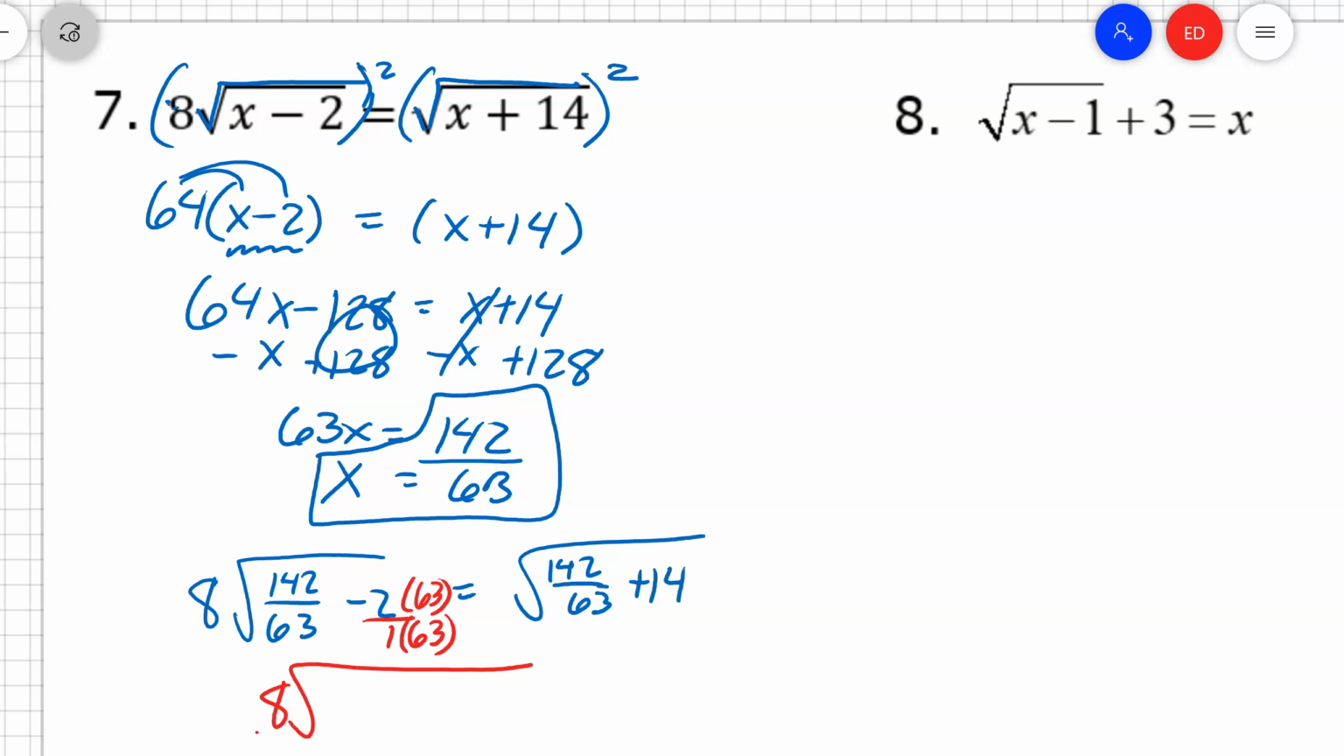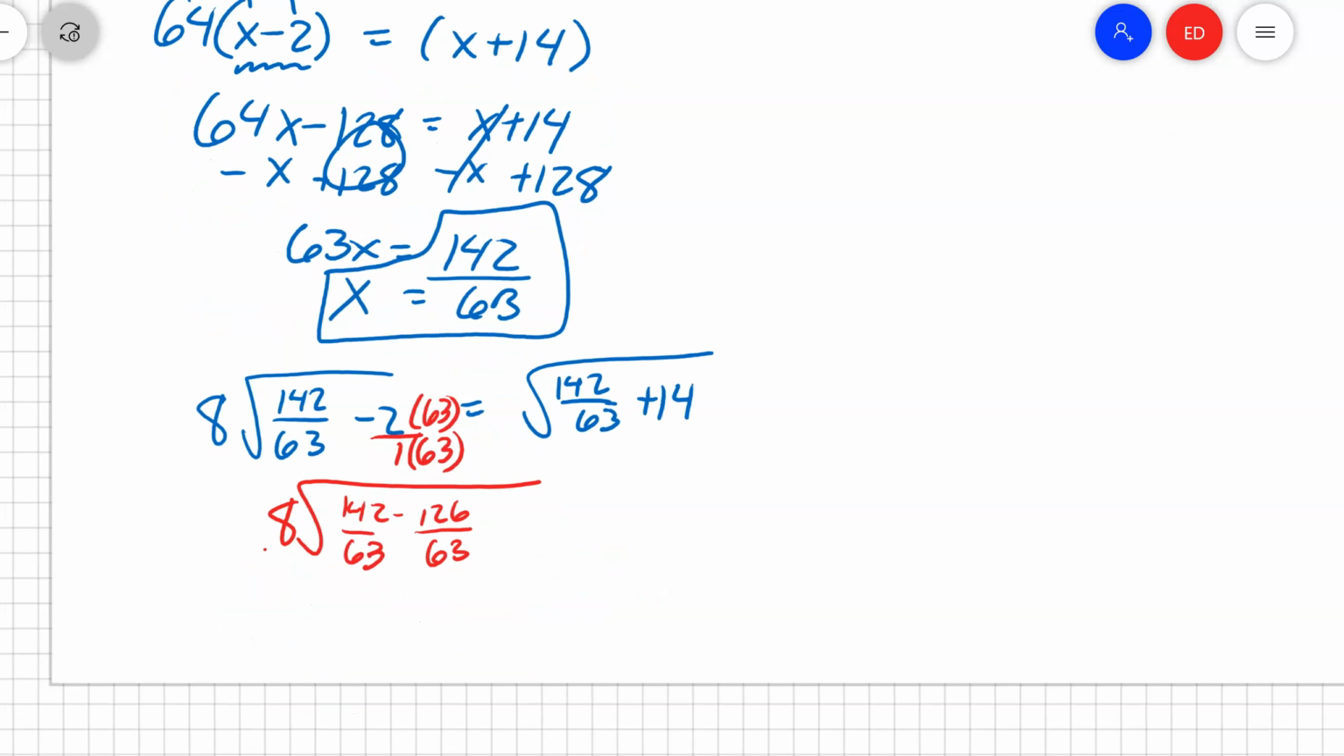Or, not 128, sorry. I was looking up ahead. Okay, 63 times 2 is going to give us 126. So we're going to have 142 minus 126. I'm going to give myself a little bit more space, so we have 142 divided by 63. Sorry, 142 minus 126 gives us 16 63rds times 8. Let's go to the other side and see what we end up with.